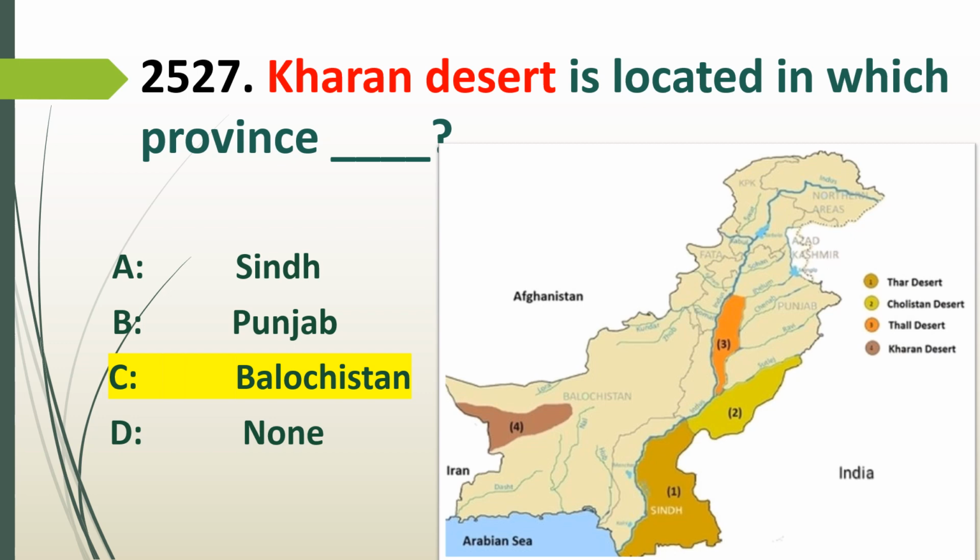Four famous deserts of Pakistan. Number one, area-wise, is Thar Desert, which is located in Sindh. Number two, Thal Desert. Number three, Cholistan Desert. Number four, Haran Desert. Haran Desert is located in Balochistan. And number five is Katpana Desert, which is located in Gilgit-Baltistan, Skardu.